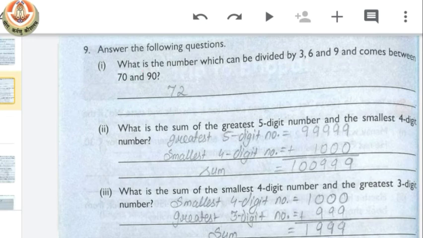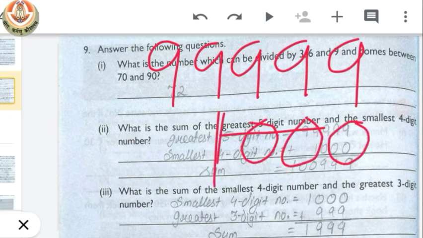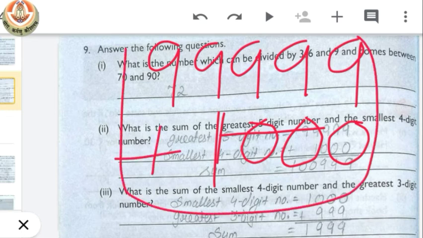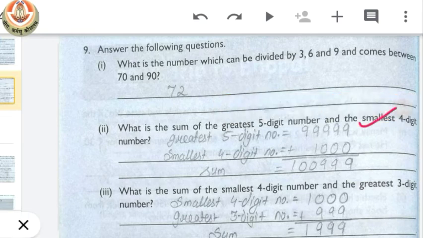Now the next question is, what is the sum of the greatest 5-digit number and the smallest 4-digit number? First we have to make the greatest 5-digit number. We know that we have to use just 9 to make the greatest number, and it is a 5-digit number. That means we have to write 9 five times. And the smallest 4-digit number: we have to write 3 zeros then 1. Now we have to find their sum. When we add them, we get this as the answer.